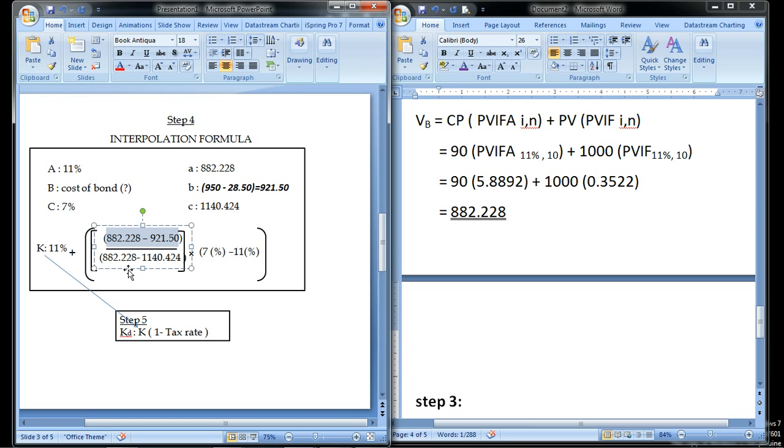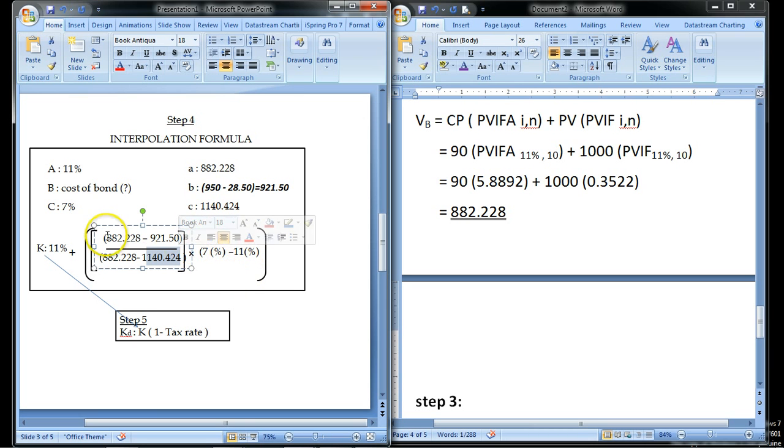882.228 minus with 1140.424. Then you will get the answer. After you get the answer for this, then you will time with 7 minus 11. Please don't put like 0.07 minus 0.11. It's wrong. Please put it as 7 minus 11 only in your calculator. 7 minus 11, then you will get the answer.